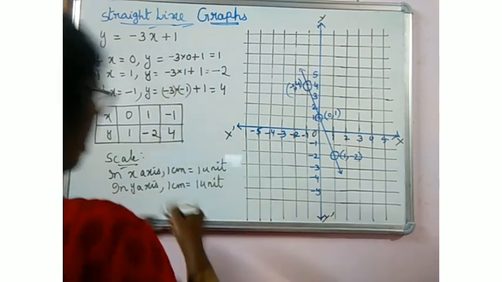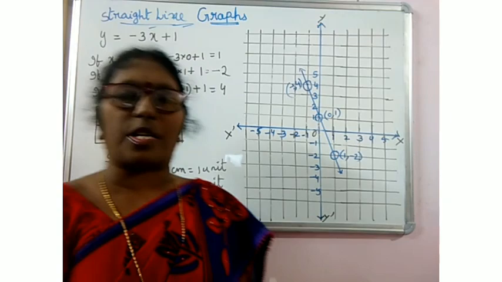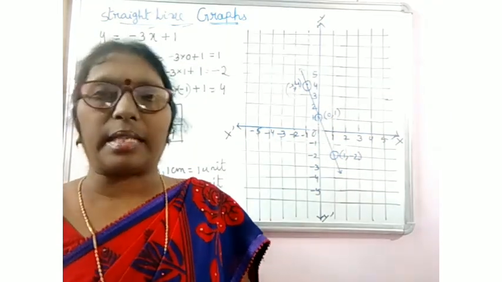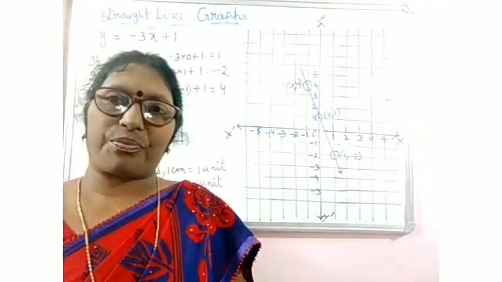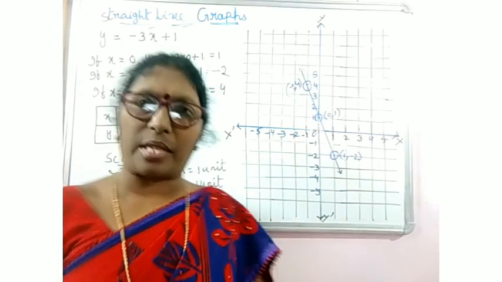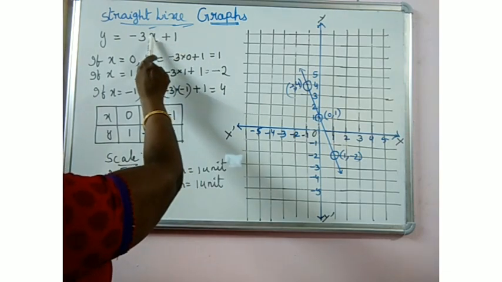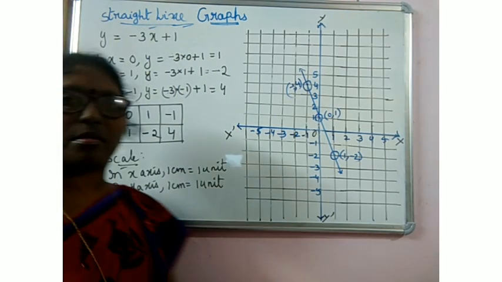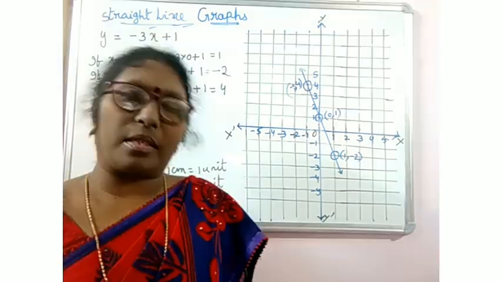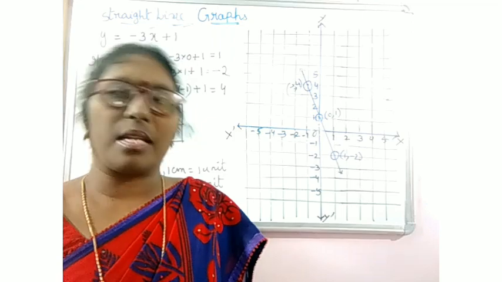Straight line graphs. So whenever you get a linear equation and draw the graph like this, you will get a straight line. If the equation is other than a linear equation, that means if the power of a variable is other than 1, then you get a curved graph.